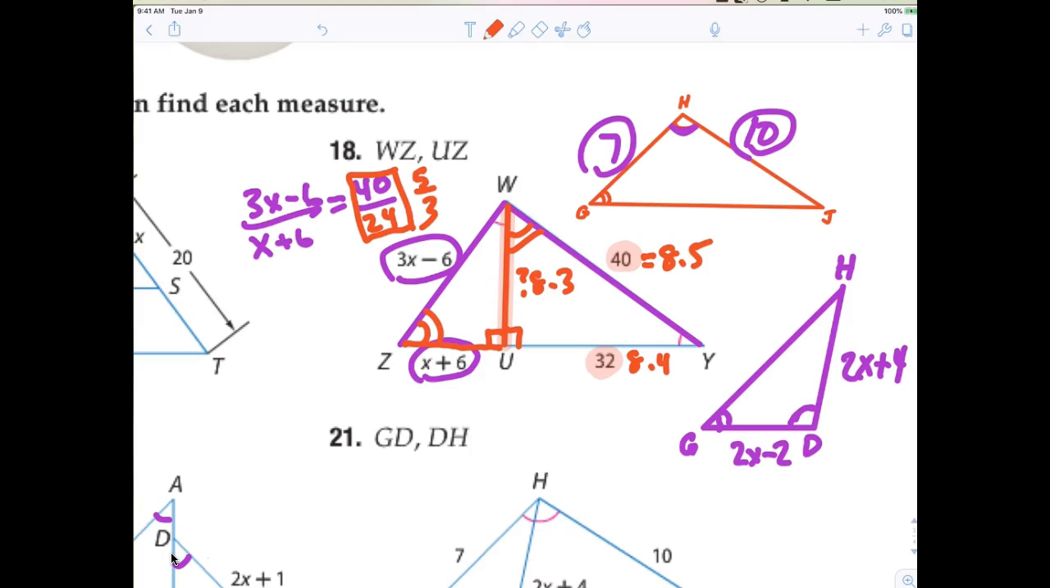Yes, 24 over x plus 6 equals 40 over 3x minus 6. There's lots of ways to write the proportion. That's why the corresponding sides have to go together. These are the sides of the triangle on the left. These are the sides of the triangle on the right. But you can also go small side to small side, large to large. It's the same thing.